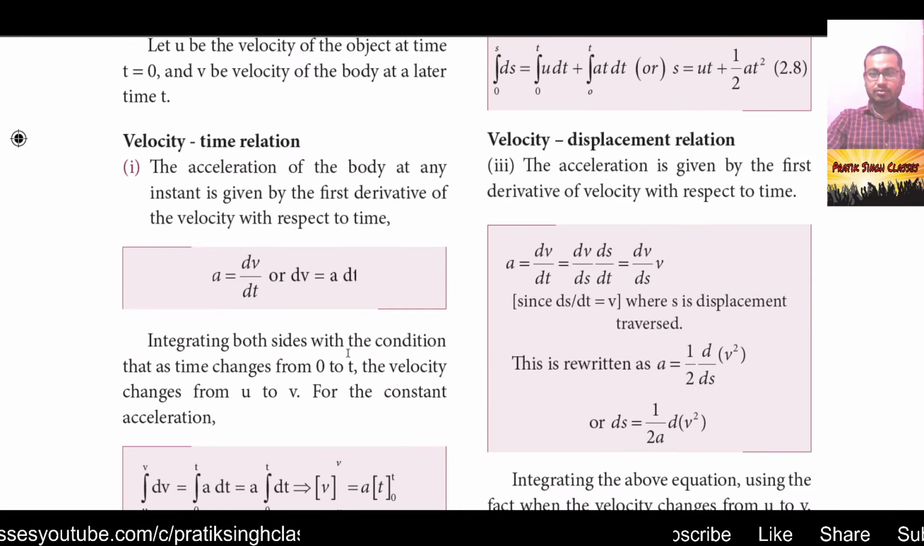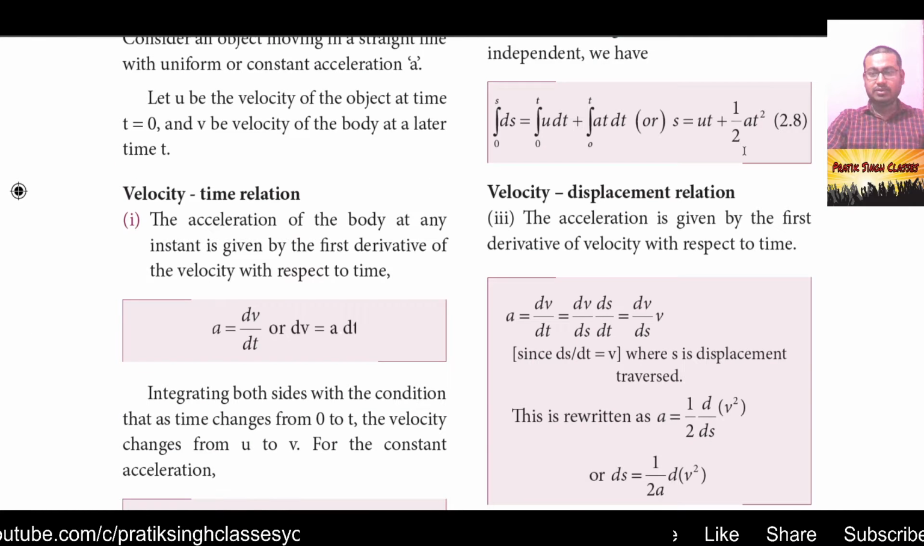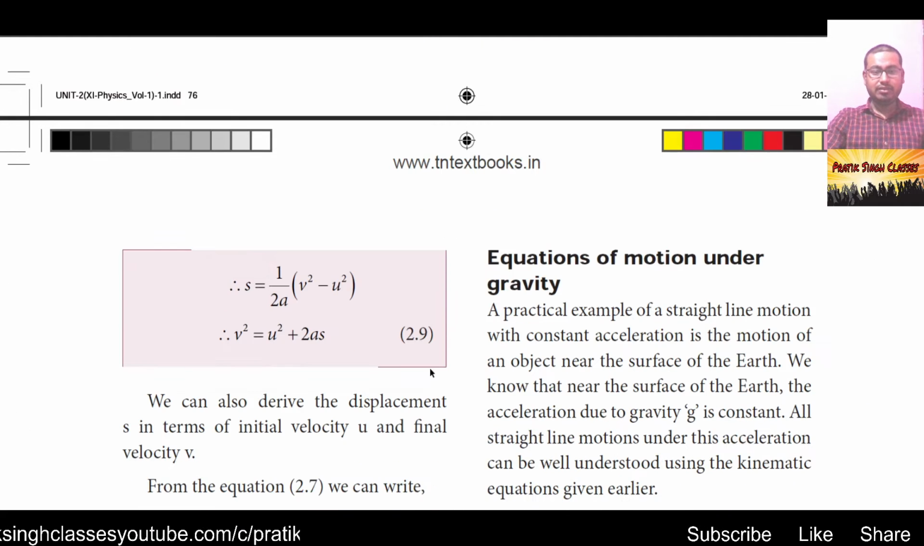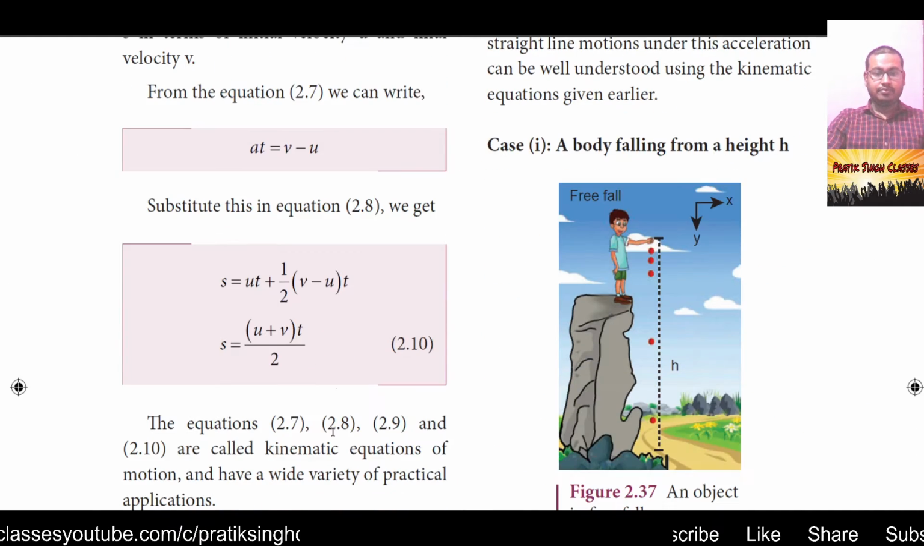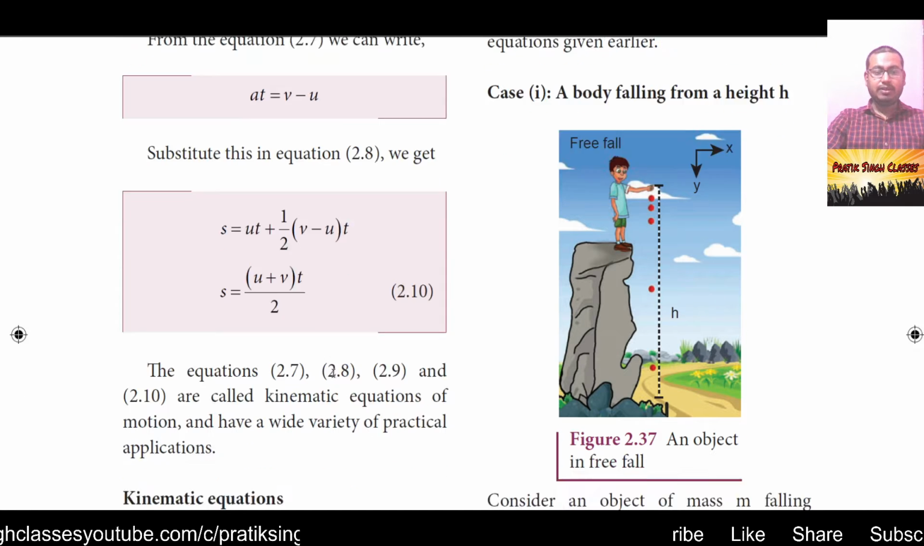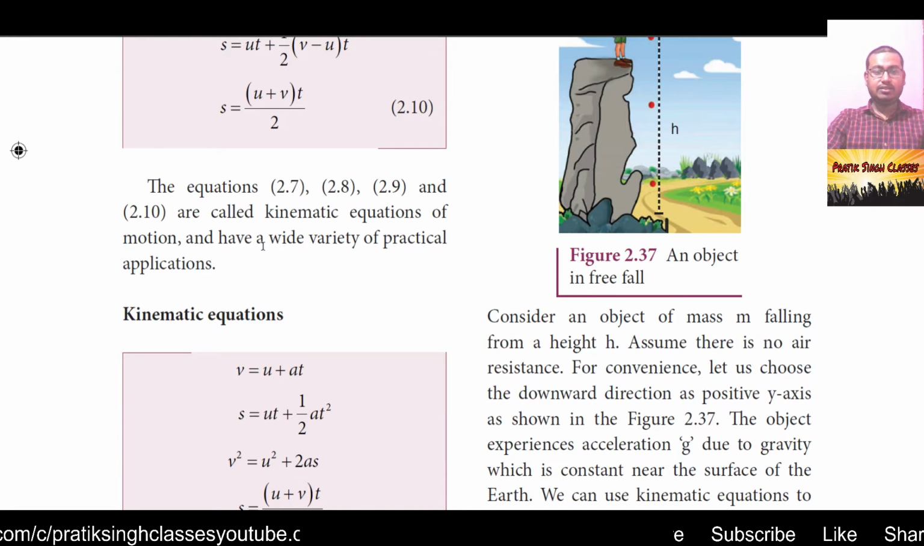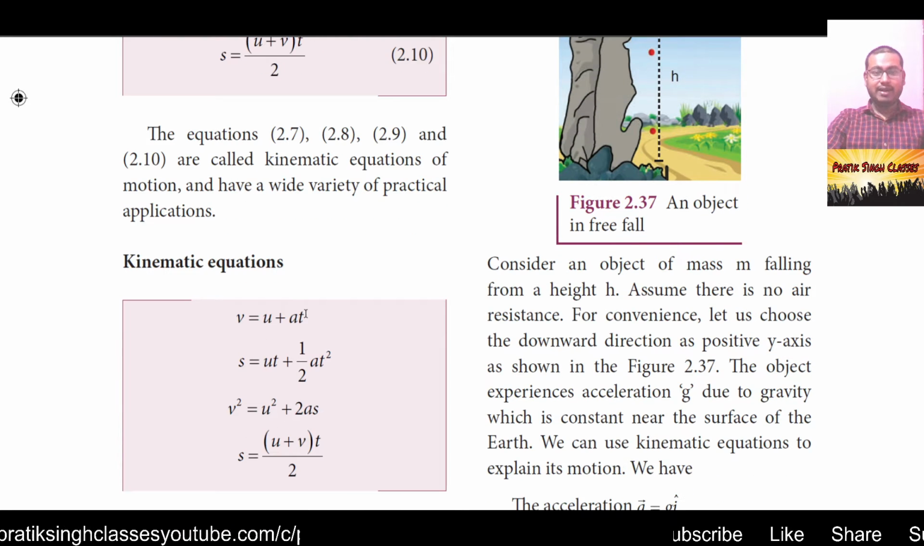As we can see from equation 2.8, s = ut + half at square. So in place of at we can write v minus u. So we will get s = ut + half at into t, or s = ut + half (v minus u) into t, or s = (u + v) into t by 2. So these equations 2.7, 2.8 and 2.9 are called kinematic equations of motion and have a wide variety of practical applications.